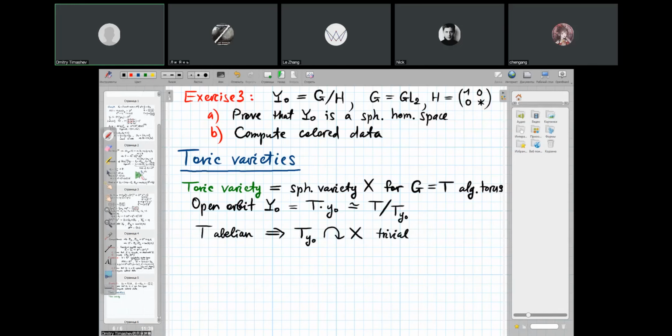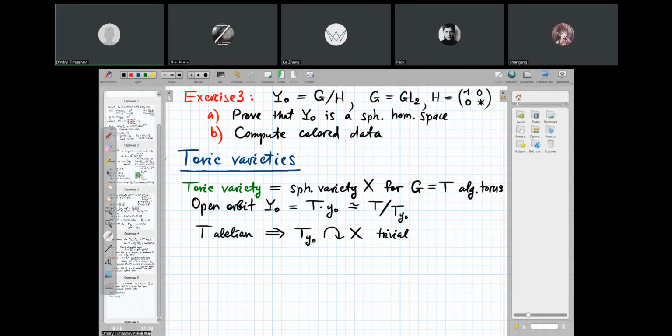just because the stabilizers of all points in the open orbit are conjugate. But since the group is abelian, there is no conjugation. The stabilizers of all points in the open orbit are just the same. So this stabilizer acts trivially on the open orbit. And since this orbit is dense in X, it also acts trivially on X. So this stabilizer is just the ineffectivity kernel for the action of T.